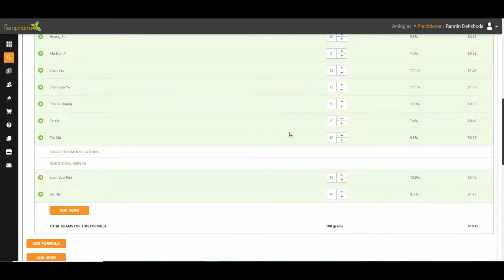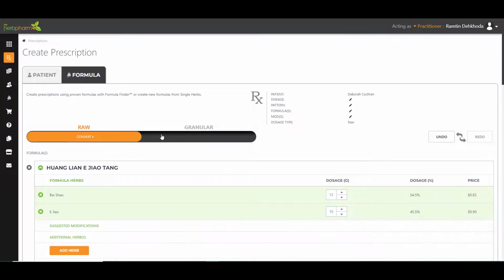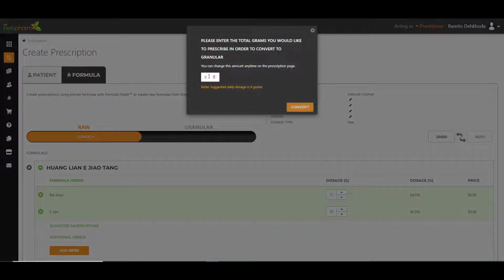So once you're done, I do want to prescribe this here in granular. It's really easy to do. I'm going to click the granular button. Boom. How many grams do I want? Well, I want the patient to take about 9 grams a day, which is 3 scoops twice a day. And I want them to take it for 10 days. So that's about 90 grams.